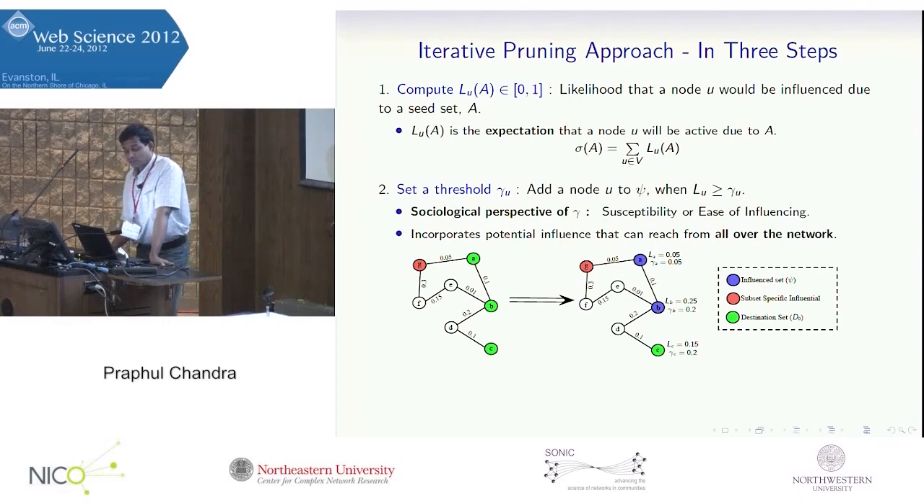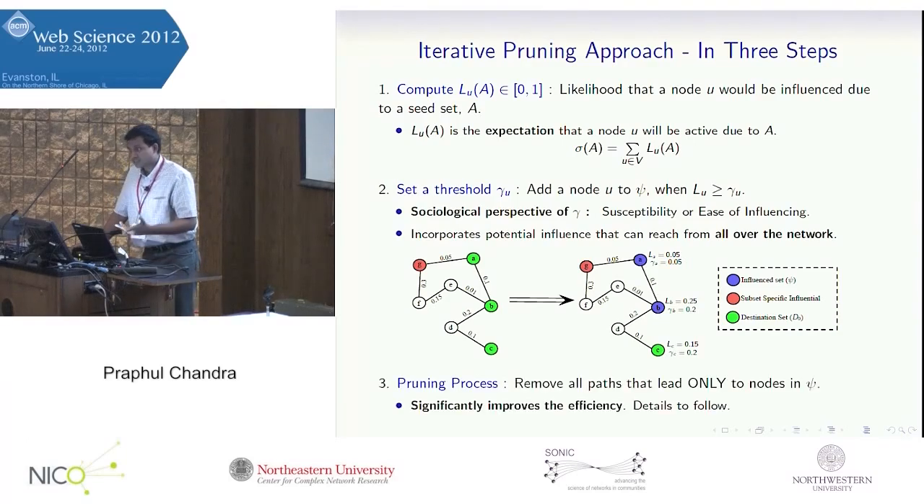This figure shows the step after we find the most influential node. We then find the nodes which are considered influenced, as highlighted in blue. And then the next step, which is the final step, is to prune the network, which is what gives us the most efficiency gains. We do this by removing all paths that lead only to nodes in the influence set.